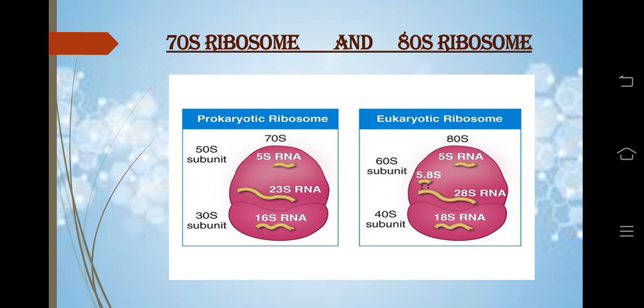70S ribosome and 80S ribosome. Prokaryotic ribosome: 50S subunit and 30S subunit, making 70S. Eukaryotic ribosome: 60S subunit and 40S subunit, making 80S.